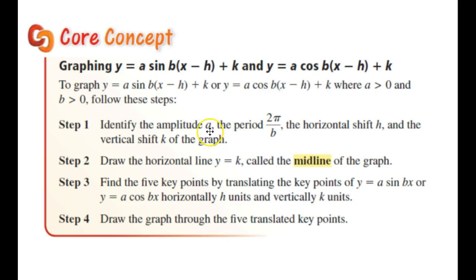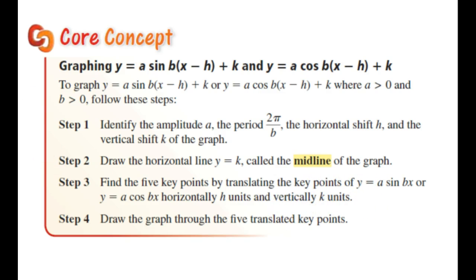First thing we do is identify the amplitude and the period. We look at the horizontal shift, right? The horizontal translation back and forth, which is h, and the vertical shift, which is k. So first we have to find those 4 main things. So then I draw my midline. My midline is going to be wherever my k value is, okay? So I draw that horizontal line, y equals k, which is the midline. So then I find my 5 key points to translate my graph, and then I draw my graph through those 5 points, okay?